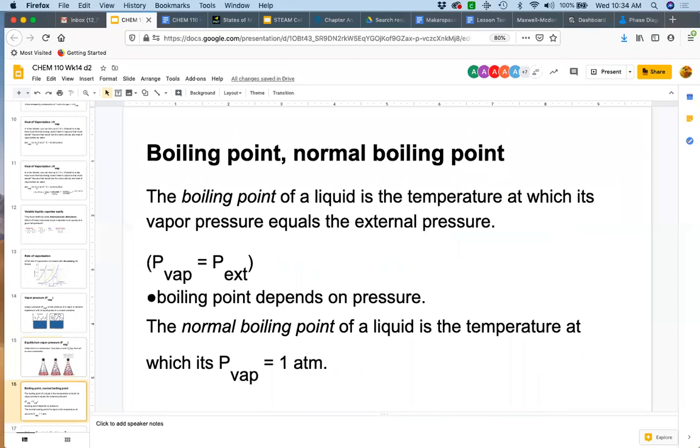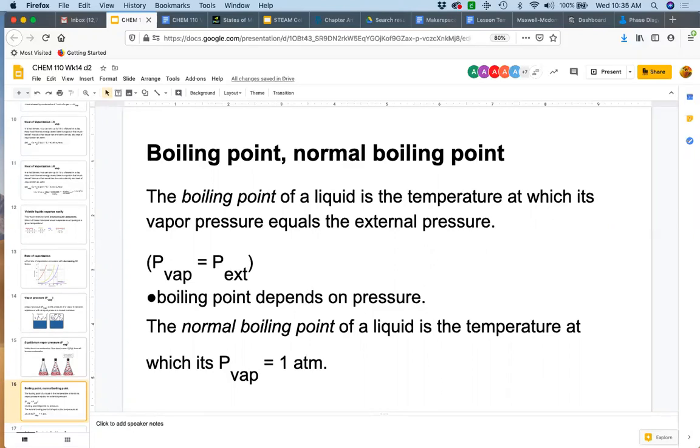So let's take that then and apply it to something that we know. We're going to talk about boiling point. Specifically, we're going to talk about normal boiling points. The boiling point of a liquid is the temperature at which its vapor pressure equals the external pressure. So if you're thinking about this from a practical context, think about if you were boiling a pot of water, the temperature at which the vapor pressure of the gas molecules will equal the external pressure.